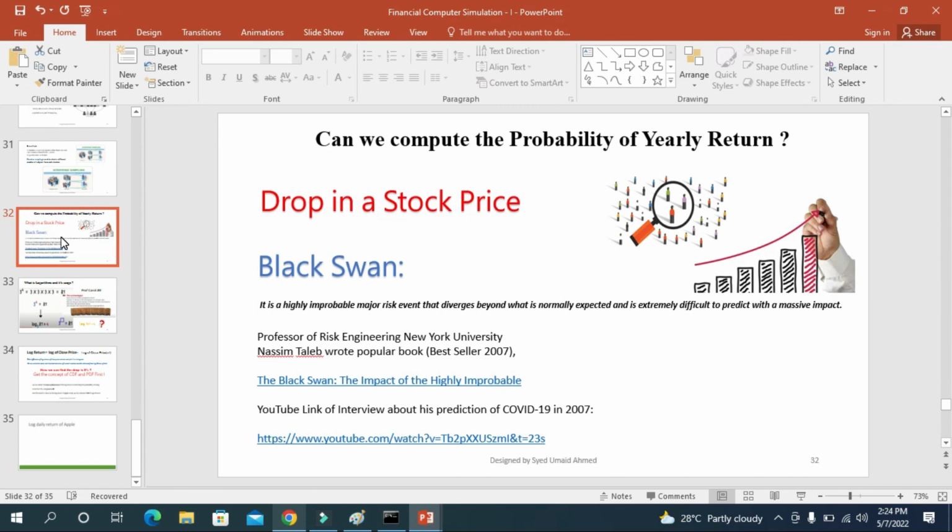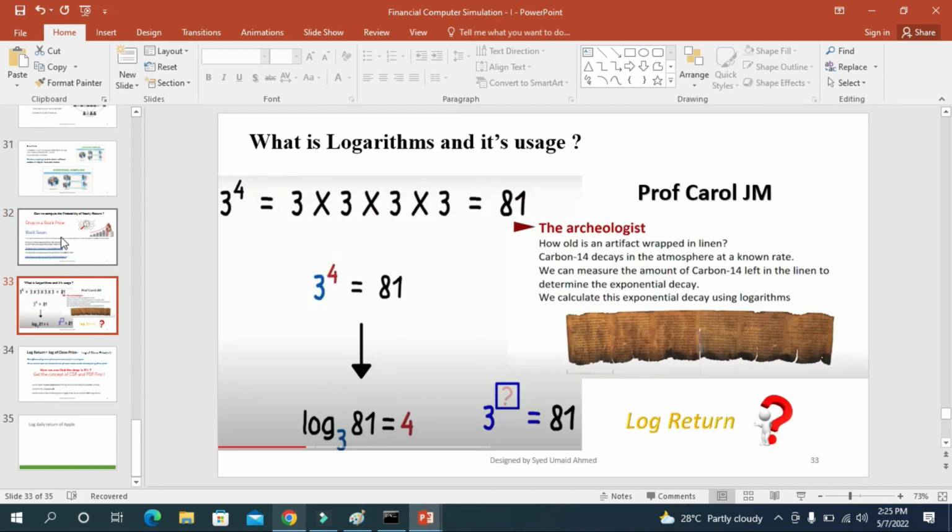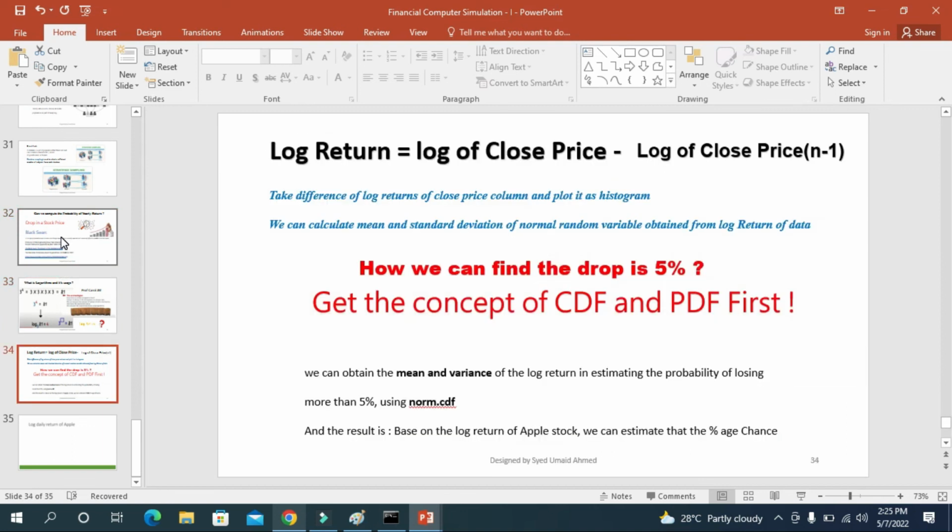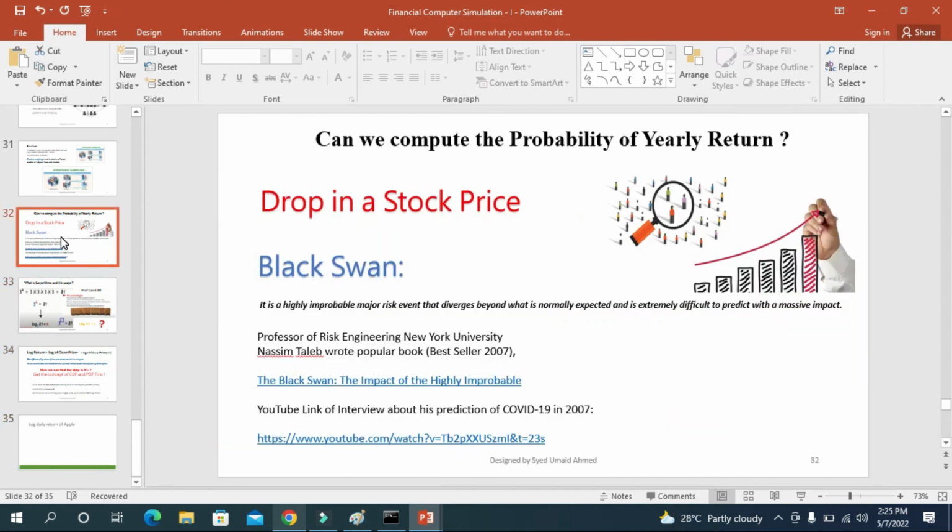And in the middle, we also discussed what is a black swan, the highly improbable major risk event that cannot be predicted, or is extremely difficult to predict, but always has a huge impact. We also discussed the black swan theory of Nassim Taleb, and we have performed the practical of all the given concepts. This lecture is very important and consists of a lot of major concepts.